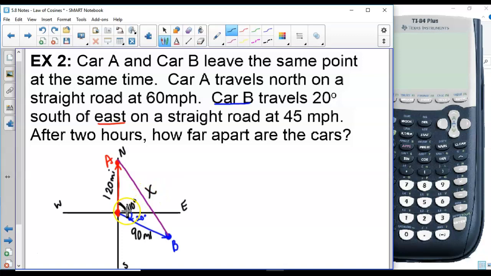So for this, x is what you're trying to find. So you have x squared equals, it really does not matter which side you make side A and side B, or B and C, however you want to label it. 90 squared plus 120 squared minus 2 times 90 times 120. And then it's going to be cosine of the angle that you have here, so 110.